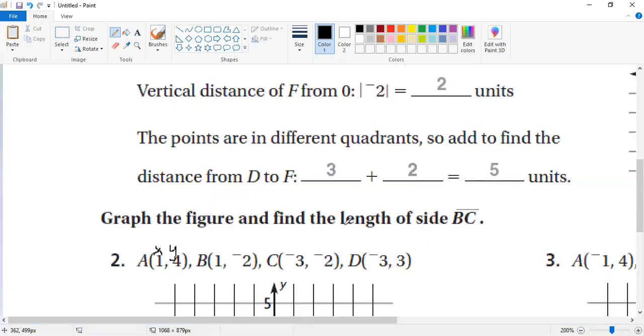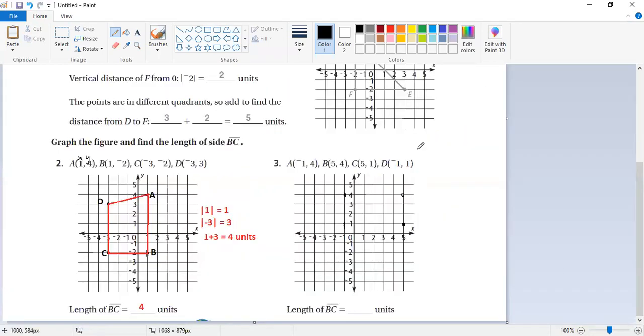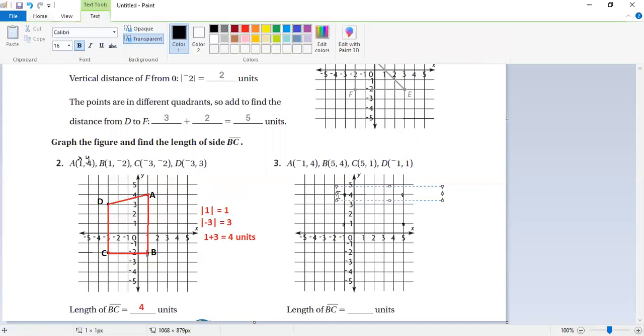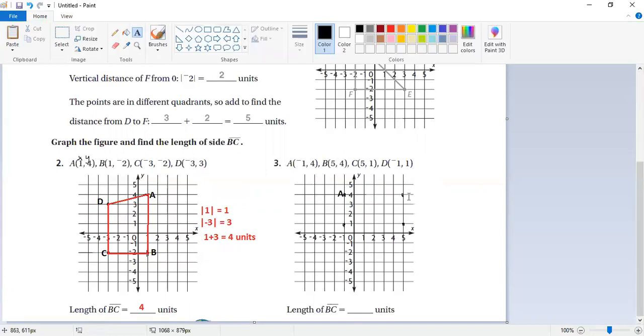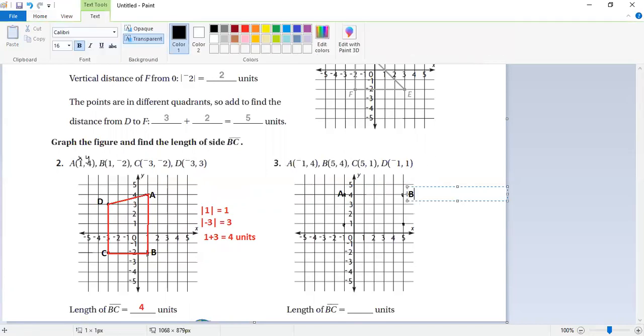So they want you to find the length of BC. But before that, first let me write down the points. Okay, this is going to be A. And this is going to be B. This is C. And this is D. Hopefully you all have done the same way which I am doing.